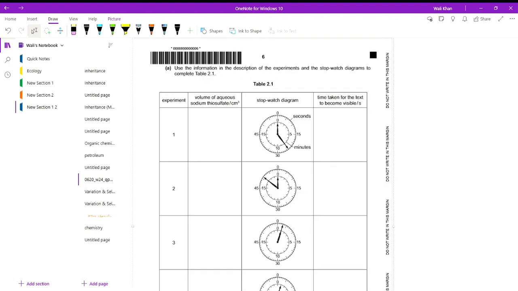Use the information in the description of the experiment and the stopwatch diagram to complete the table. Let us complete our table. Volume of aqueous sodium thiosulfate. Write down the volumes.